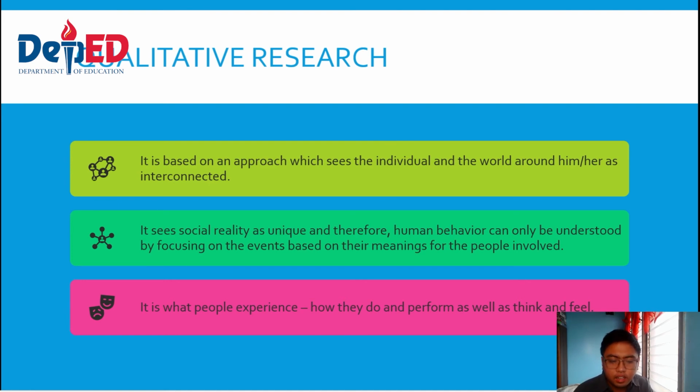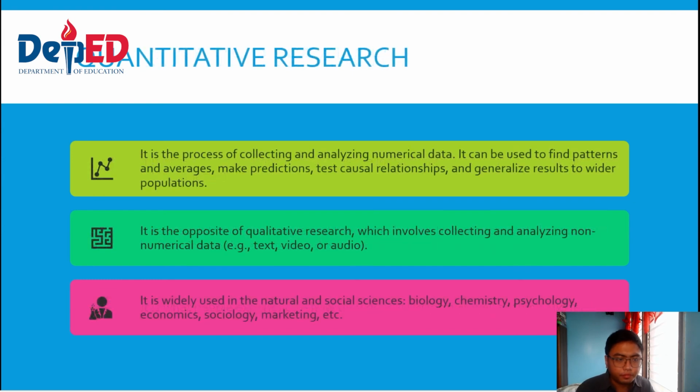And third, it is what people experience, how they do and perform, as well as think and feel. The most important word here is experience. Qualitative research focuses on the experience of each individual who are participants of your research. While quantitative research, on the other hand, is a process of collecting and analyzing numerical data. Please take note of the term numerical data. It can be used to find patterns and averages, make predictions, test causal relationships, and generalize results to wider populations. We're using numbers.